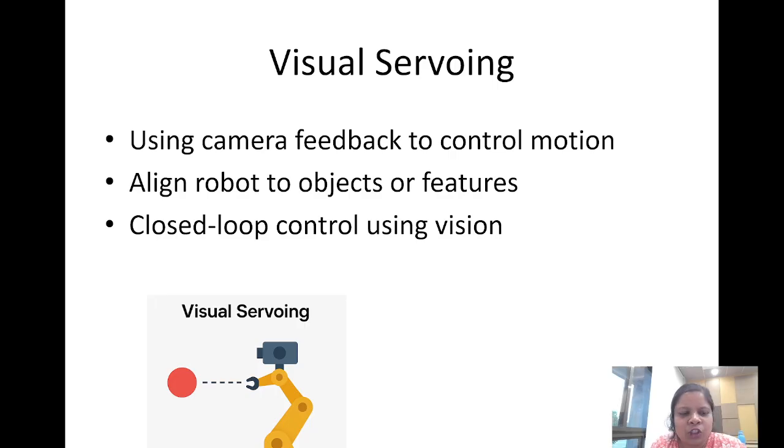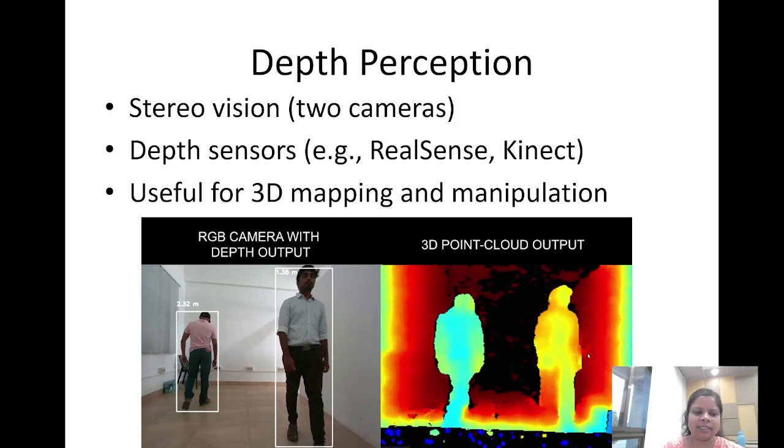Visual servoing refers to controlling the movement of a robot using vision feedback. Suppose a robot arm must align with an object. Instead of manually specifying the positions, the camera tracks the object and the robot adjusts its movement accordingly. So this creates a feedback loop, a correction loop. This technique is used in robotic surgery, manipulation tasks, or some autonomous drones. It uses closed-loop control using vision, where you have to correct always, and it aligns robots to objects or features.